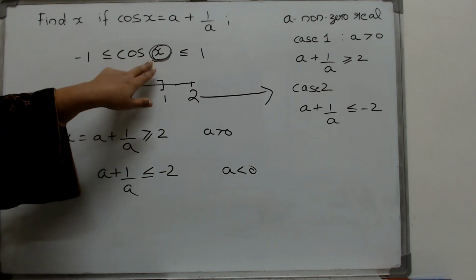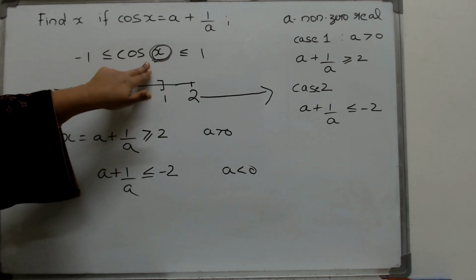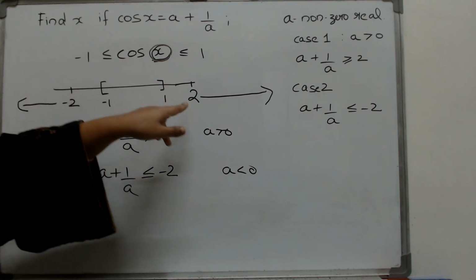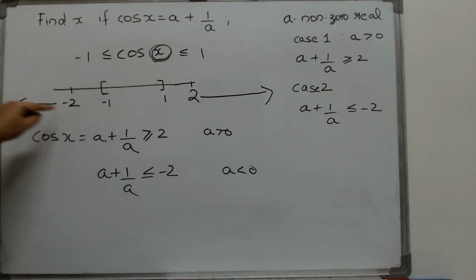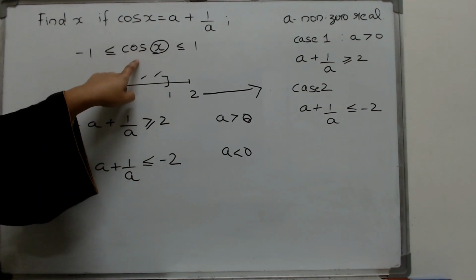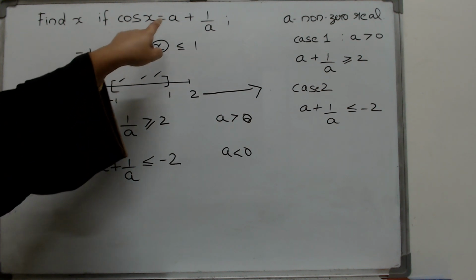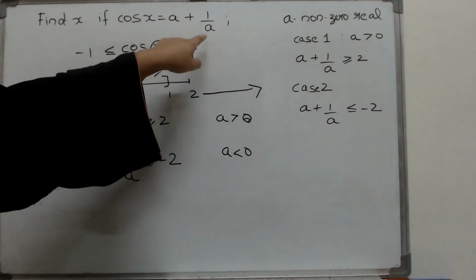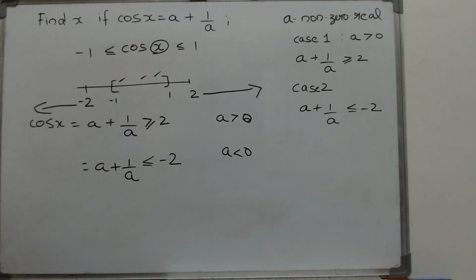There is no angle in this world for which the cos x is going to be greater than 2 or less than minus 2. Such an x does not exist. So such an x whose cos value can be expressed as the sum of a number and its reciprocal, such an x does not exist.